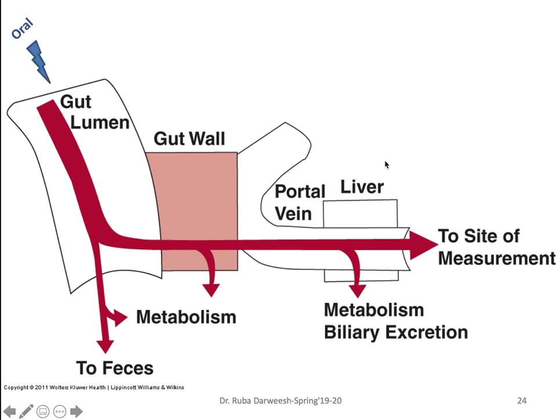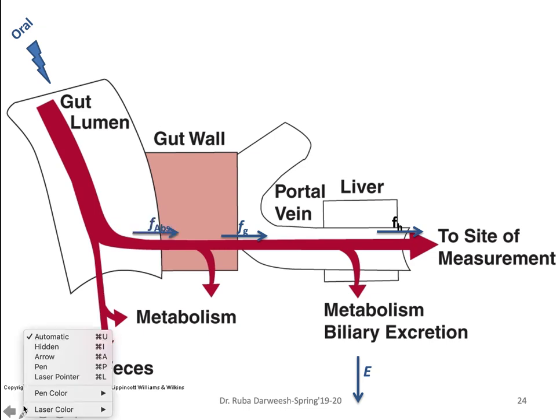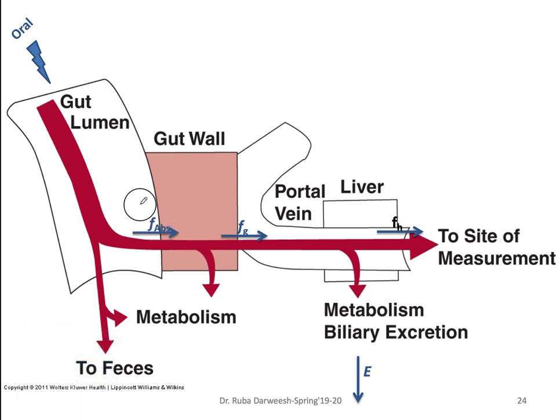So if we talk again about oral extravascular, we will talk about sequential factors. We have this one, which is the fraction of the drug that survives whatever is happening in the gut lumen, either metabolism or excretion in the feces. Then we have the fraction of this fraction that is surviving the metabolism that is happening in the wall. Then we have the fraction of this fraction that is surviving whatever is happening as metabolism and excretion in the bile.